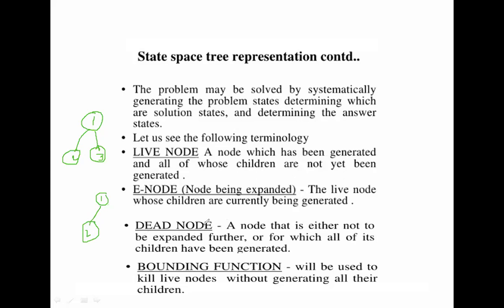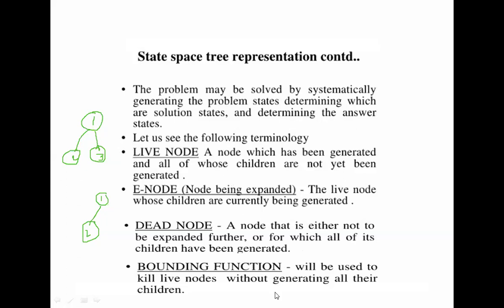Next, the dead node. Understand, students, dead node. What is a dead node? A generated node that is either not to be expanded further, or all of whose children have been generated. So here, this is my tree, and there is no further expansion here. So we call it a dead node. This is my final tree. Here node 1 has two children, and they are generated, so we call it a dead node.